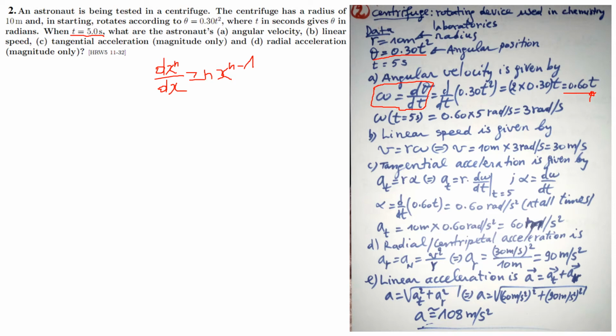In sub-question B, we are asked to determine the linear speed. The linear speed has a relationship with angular speed, where the linear speed v is equal to the radius times the angular speed. Here, the radius is given to be 10 meters. The angular velocity at time t equals 5 seconds is calculated to be 3 radians per second. Then we need to replace r and omega by their values. Then v equals 10 meters times 3 radians per second, which is equal to 30 meters per second.